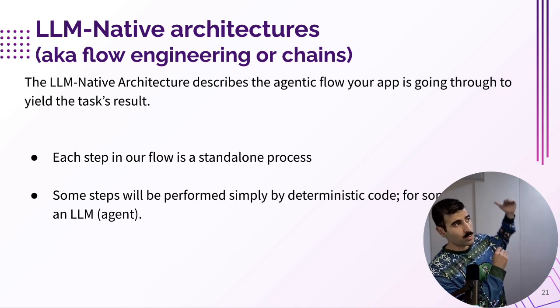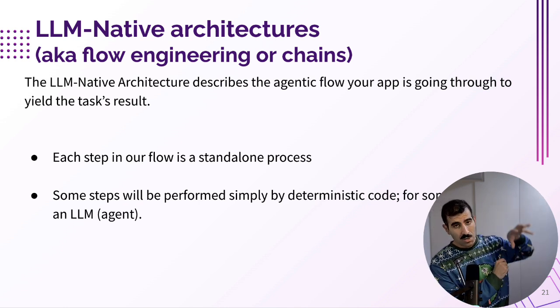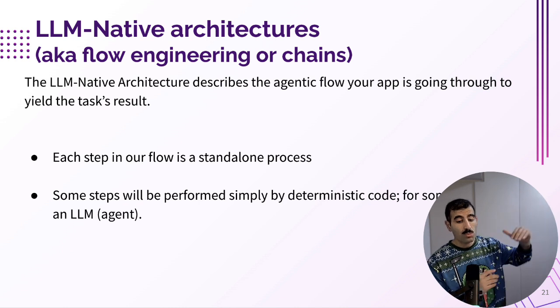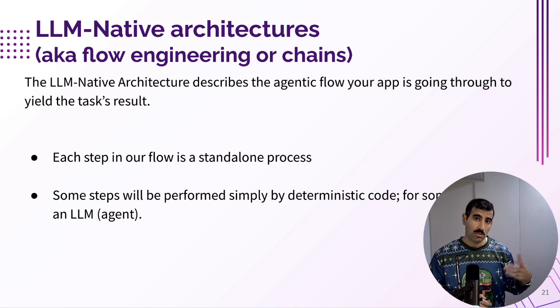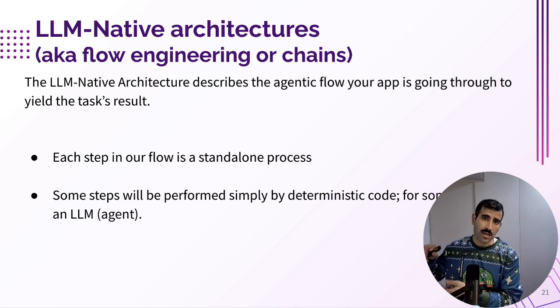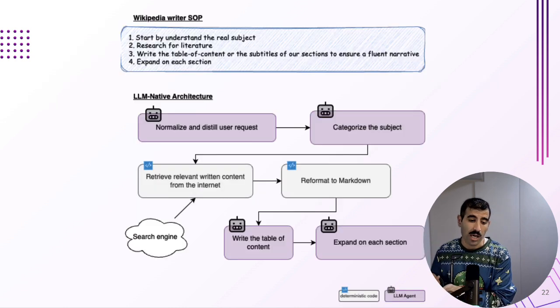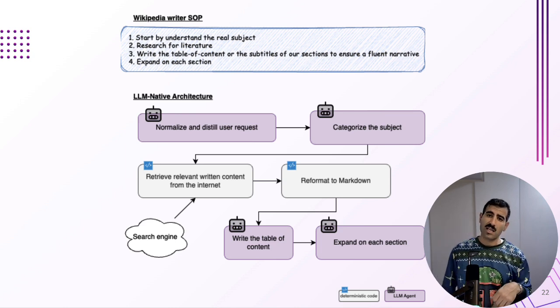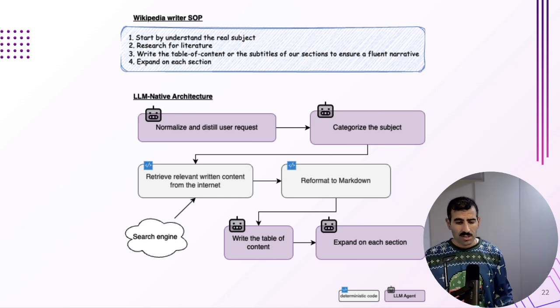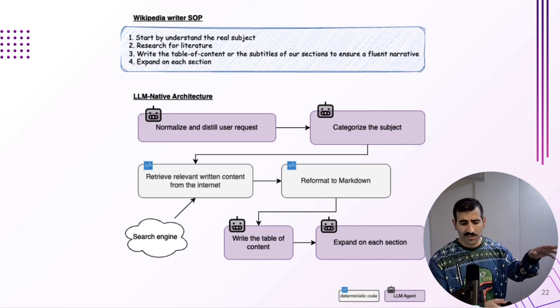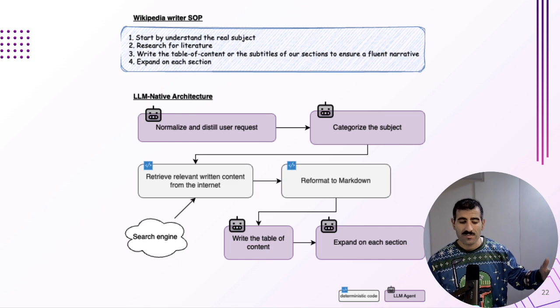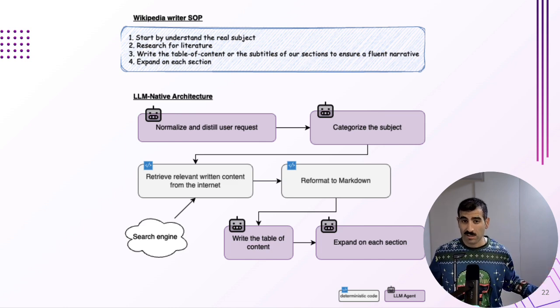What we do here is we take the SOP and we split, based on the SOP, the process into multiple steps, multiple agents, if you will. Every agent will do something different, and sometimes we'll have some piece of code that will do that. So for example, let's say we are building a Wikipedia writer. So the SOP says that we start by understanding what the real subject we want to write about, and then we do some literature research, and then we write a table of contents, and then we expand on each section, right? So in order to build that, we'll split it into some processes.